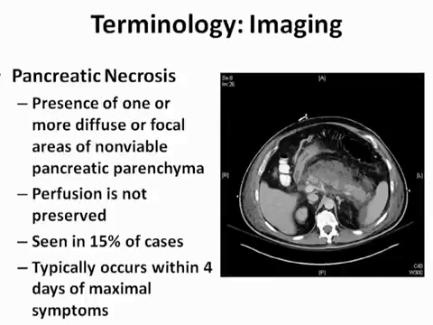This CT scan is typical of pancreatic necrosis. There's a presence of 1 or more diffuse or focal areas of non-viable pancreatic parenchyma, and you can see these are the underperfused areas of the pancreas, the darker areas seen in this patient near the pancreatic neck and body. Perfusion is clearly not preserved. This is seen in 15% of cases and typically occurs within 4 days of maximal symptom onset.